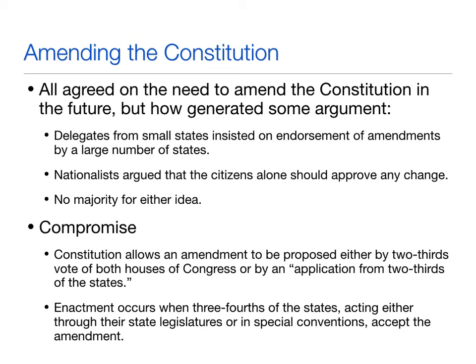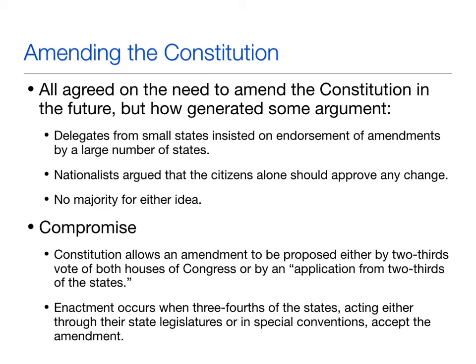Everyone in the room agreed on the need to amend the Constitution in the future, given that the Articles were so bad that they actually were in Philadelphia to fix the old system of government. But they, of course, disagreed and fought over how to amend it. Delegates from small states insisted on endorsement of amendments by a large number of states. Nationalists who supported a strong national government argued that citizens alone should approve any change, so we should have national referenda. There was not a majority for either of those deals. So what they came up with was, of course, a compromise.